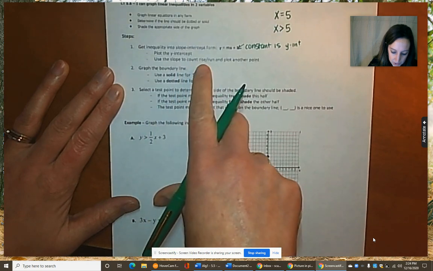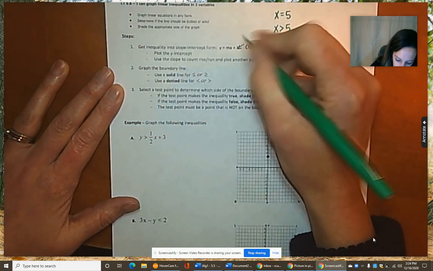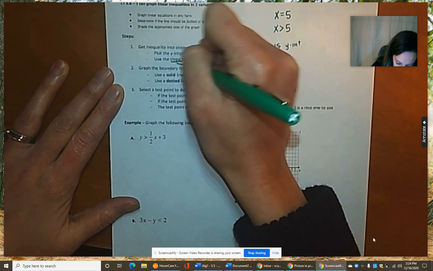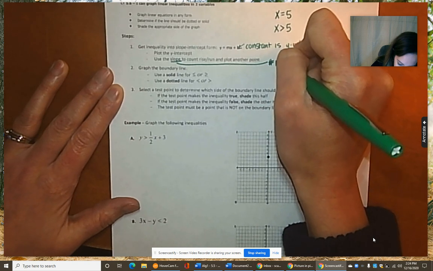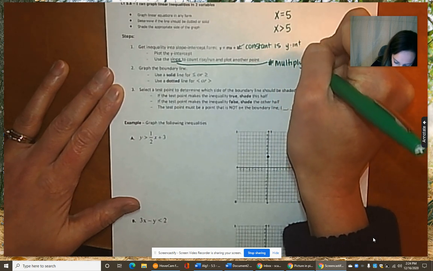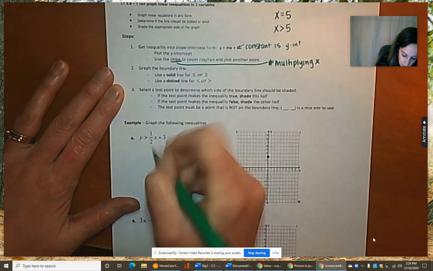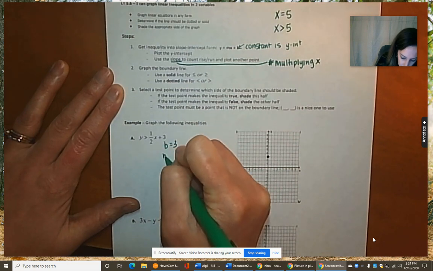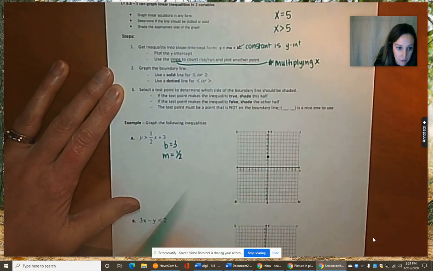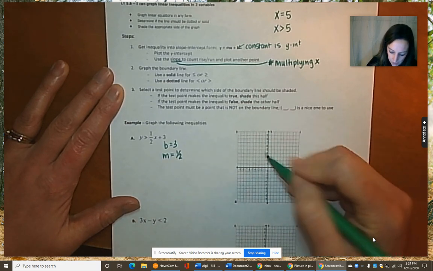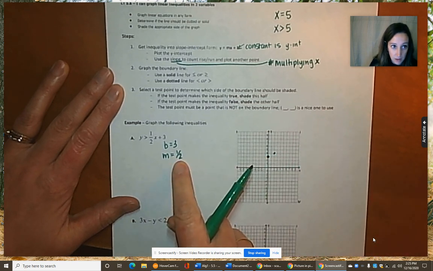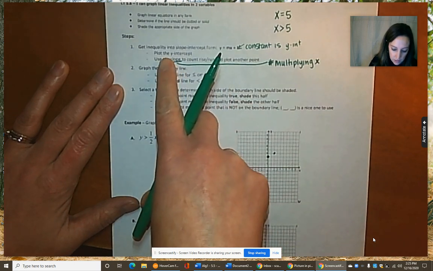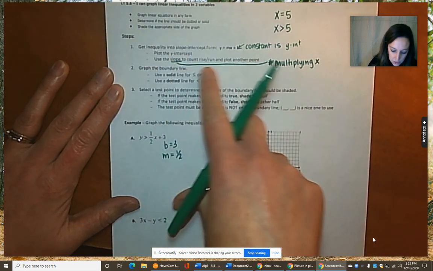And then I use the slope to count rise over run. Remember that the slope is the number that's multiplying x. So here my b is 3. My slope, which is m, is 1/2 because 1/2 is multiplying x. So from my y-intercept, I'm going to count rise over run. So I count up 1 over 2 because that's what my slope is. Right? So it just says plot the y-intercept. I did that. Use the slope to plot another point.